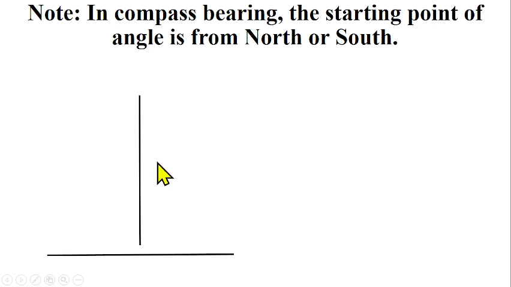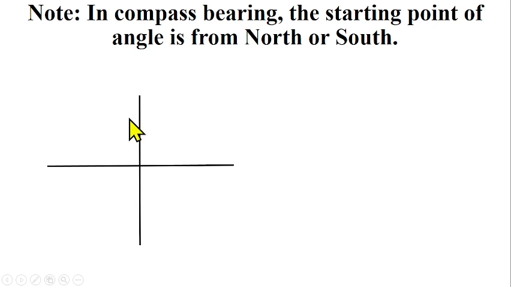For an example, if I have this vertical line crossed by this horizontal line, that means I have a cardinal point. Then I have the north, I have the south, I have the west, I have the east. Now in compass bearing, I want you to understand that there are 2 origins, or 2 starting points, in making our angle. I can make the angle from the north to the east. That should give us a northeast. I cannot do it from east to the north.